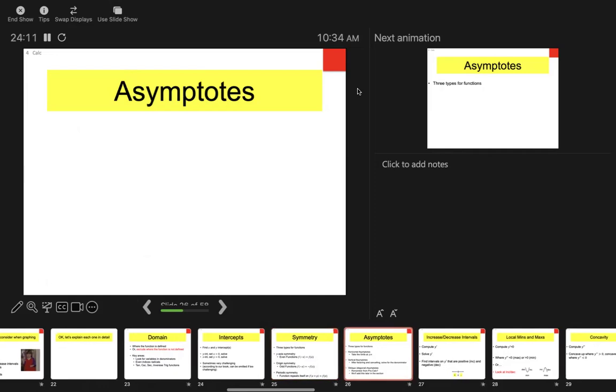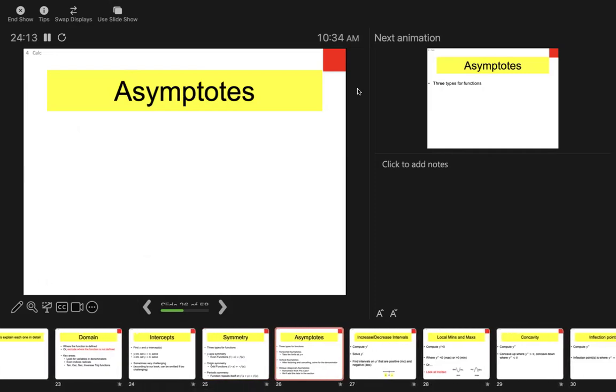Good? All right, let's go to box 4. So box 4 is the asymptotes. You guys should know how to do this. How do we find the asymptotes?